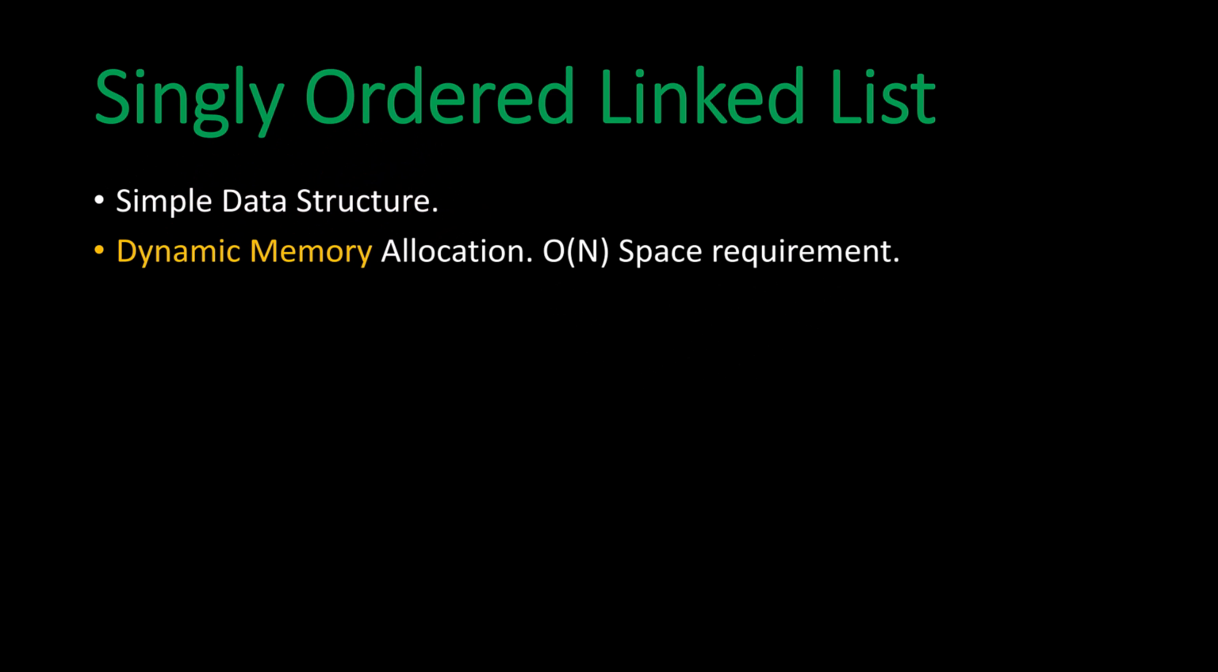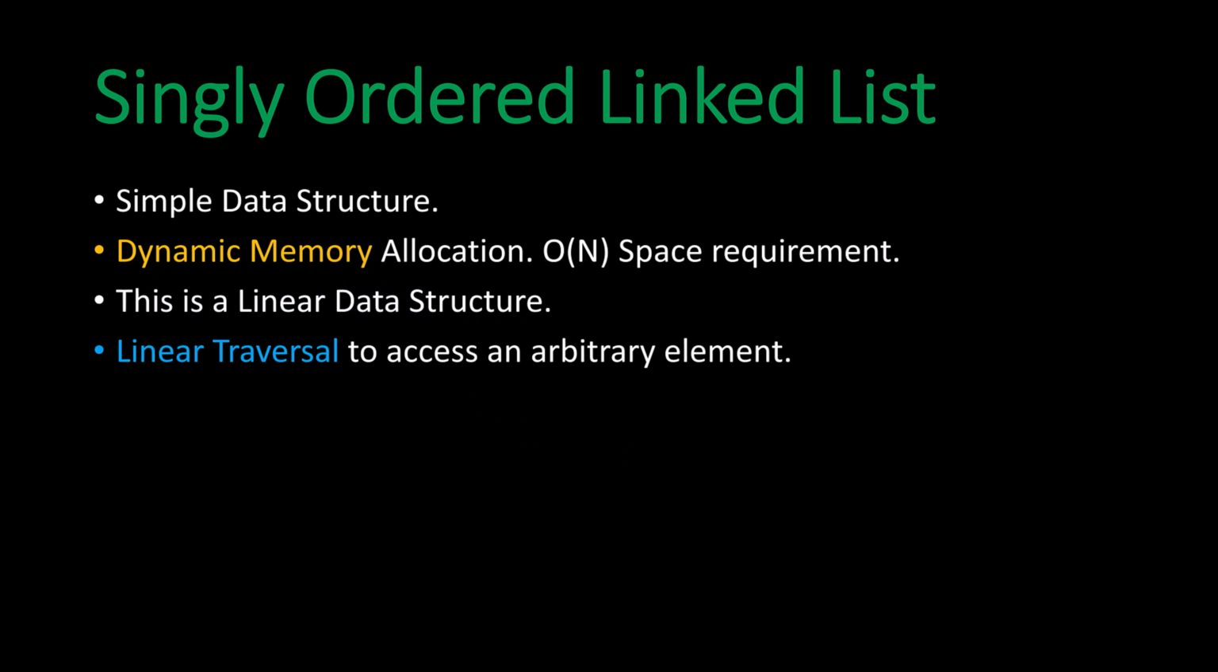Singly ordered linked list. This is a simple data structure with dynamic memory allocation. It requires O(N) space, because N is the number of elements going to be stored within the linked list. This is a linear data structure, with linear traversal to access an arbitrary element.